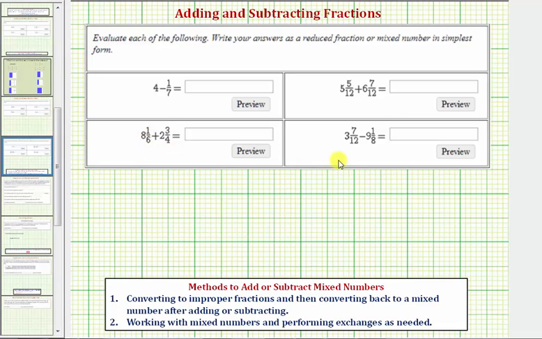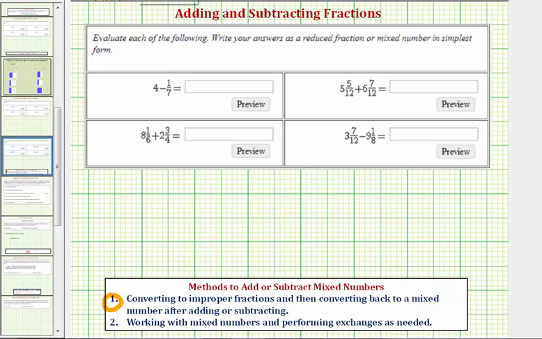Here we're asked to add or subtract the mixed numbers and write the answer in simplified form. There are two main methods used to add or subtract mixed numbers. The first method is to convert all of the mixed numbers to improper fractions and then convert back to a mixed number if needed after adding or subtracting. The second method is working with the mixed numbers and performing exchanges as needed. In this tutorial, we'll be converting all of the mixed numbers to improper fractions.